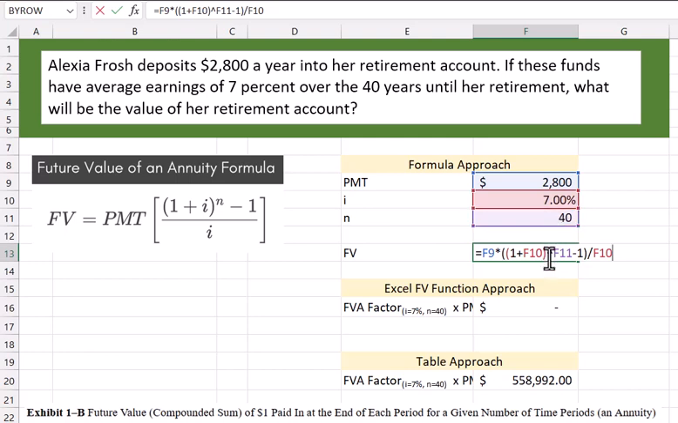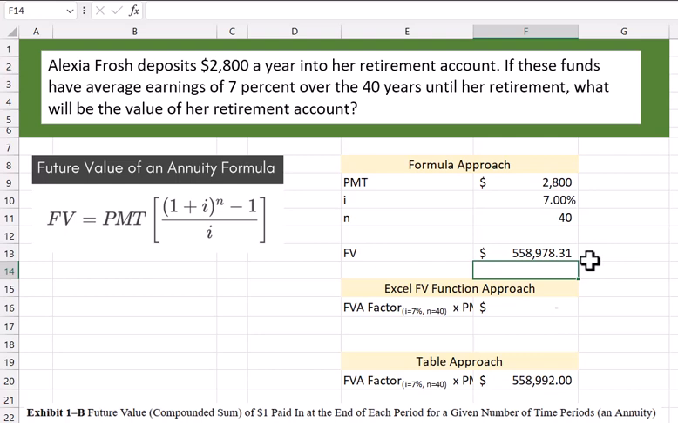F11 is 40. And then we have to subtract 1 from it, and then I put parentheses around that because we're going to do the entire numerator and then divide it by the denominator. The denominator is given in cell F10, which is the interest rate again. So what do we have? 1 plus 7% raised to the power of 40 minus 1. We calculate that first, then we divide it by 7%. And when we do that, again, this is the formula approach, we get 558,978.31. Now, Excel has a function for this, and this is real easy to do.